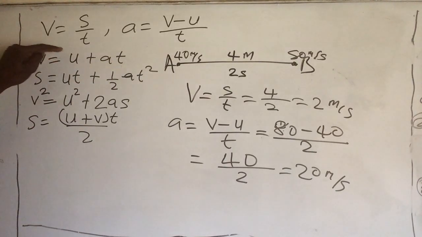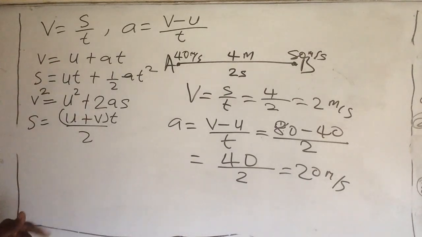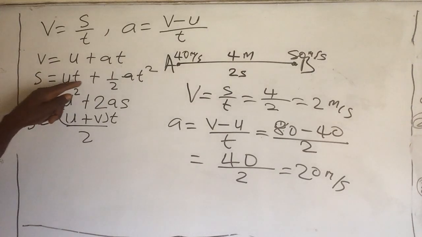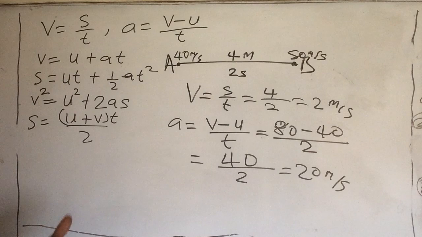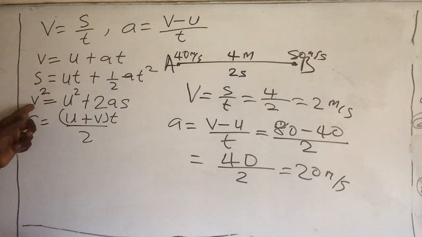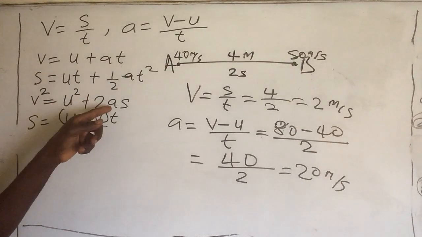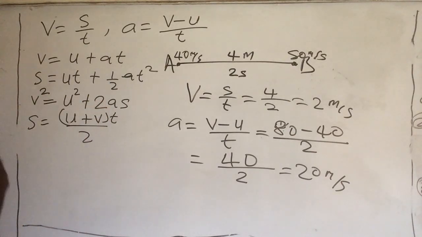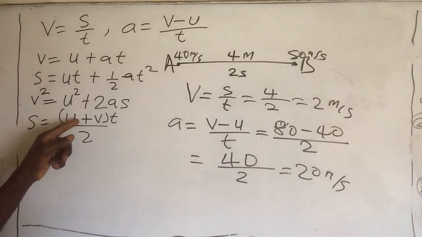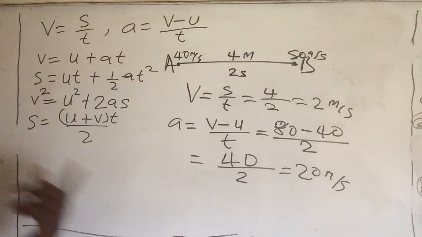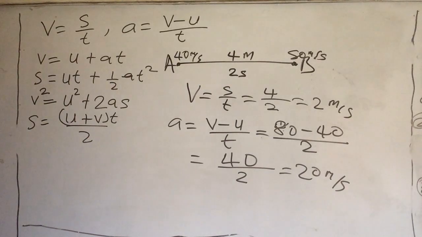So if we want to calculate distance, we will not use this first formula because it does not have distance. Coming to here, it has distance, initial velocity, time, and acceleration, but it does not have final velocity. So if we are looking for final velocity, we will not use this formula. Coming to this one, it has V, U, A, S. It does not have time. If we are looking for time, we will not use this. This one has S, U, V, T. It does not have acceleration. If we are looking for acceleration, we will not use this one. Okay, check for instance this question here.